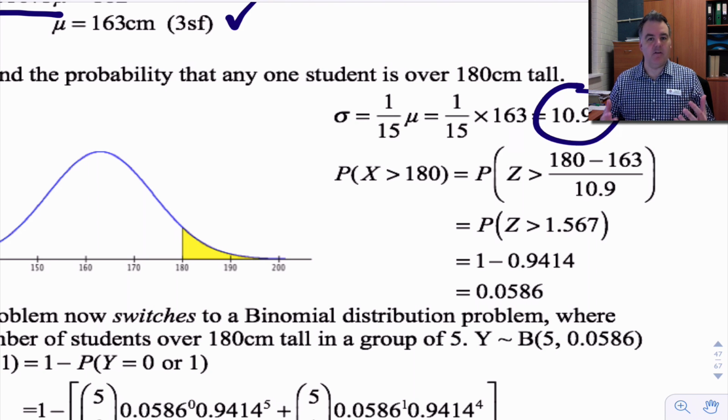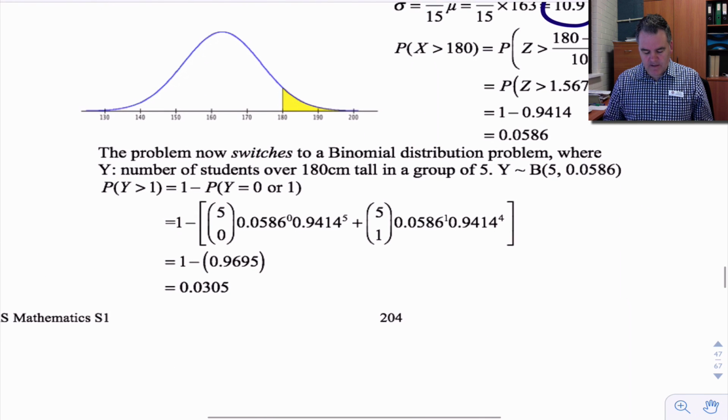So that is really easy to put all those values in and get it out on your calculator. So don't worry about the working here. This is the kind of thing you'd have to do if you didn't have a calculator. The answer is 0.0586.